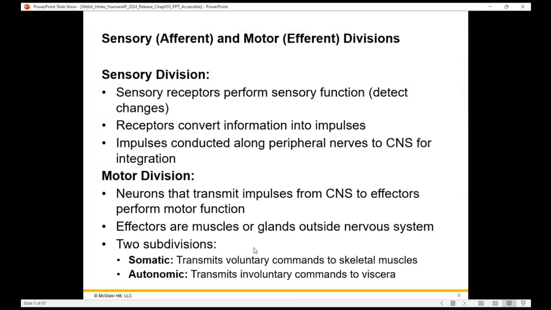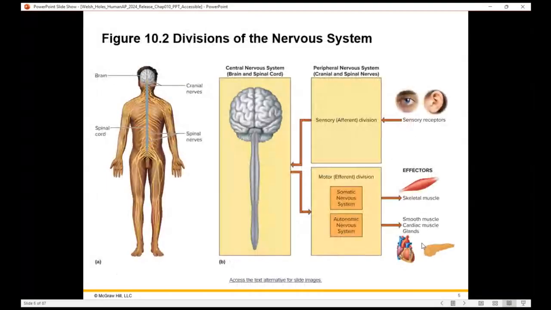There are two subdivisions of the motor division, the somatic and the autonomic. The somatic transmits voluntary commands to skeletal muscles. The autonomic transmits involuntary commands to viscera, or organs. Figure 10.2 shows you these divisions of the nervous system. Okay, central and peripheral, and then peripheral being split into sensory and motor.